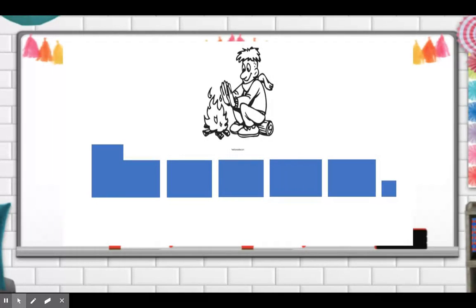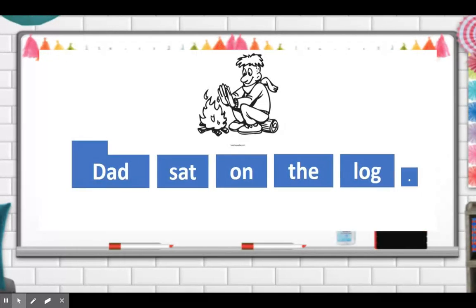Listen to this sentence carefully and write it on your paper. Dad sat on the log. If you need to rewind and listen to this sentence, you can pause and play back as many times as you need. This is what it should look like on your paper. Notice how the D in dad in the beginning of the sentence has a capital letter. And at the end of the sentence, there's a period. So your sentence should look like mine.